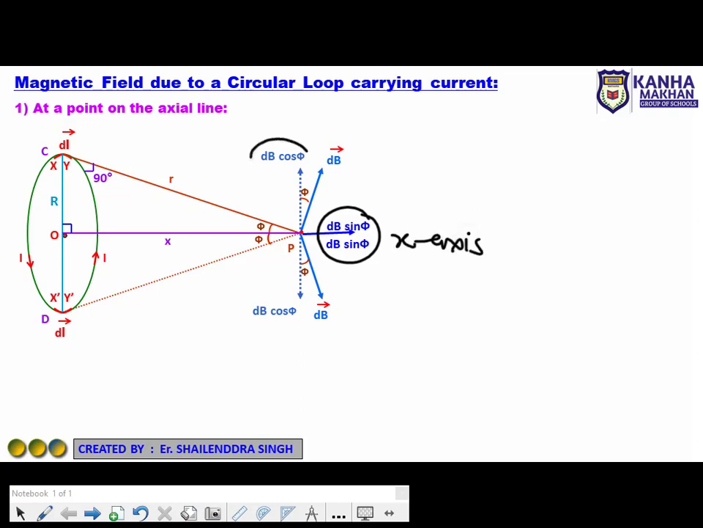and dB cos theta, due to the current element IDL in the downward condition as well as the IDL in the upward condition. Here it was outwards, here it is inward. In that scenario, the dB cos theta components, downward and upward, are equal and cancel each other. Therefore, what is the condition we finally get?